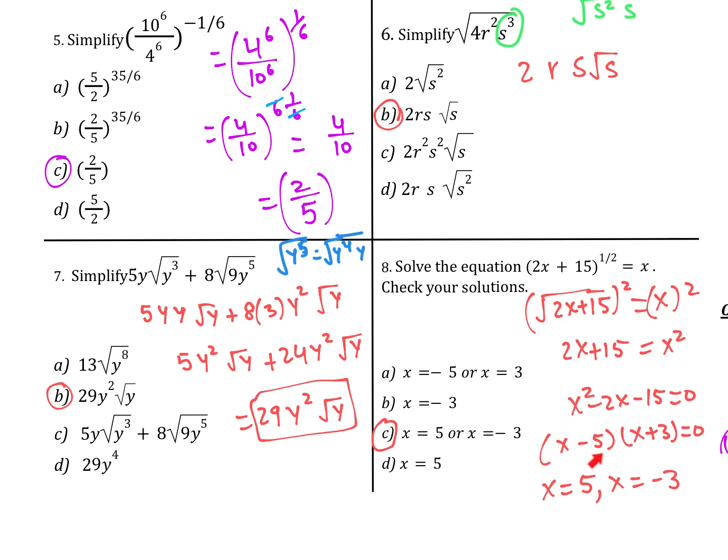Factor this. When we multiply the two numbers, we should be getting negative 15. When we add these two numbers, we should be getting negative 2. The factors are x minus 5, x plus 3 equal to 0. Put them equal to 0 one by one. Plus 5, you got x equals 5. Minus 3, so you got x equals negative 3, which is the choice C.